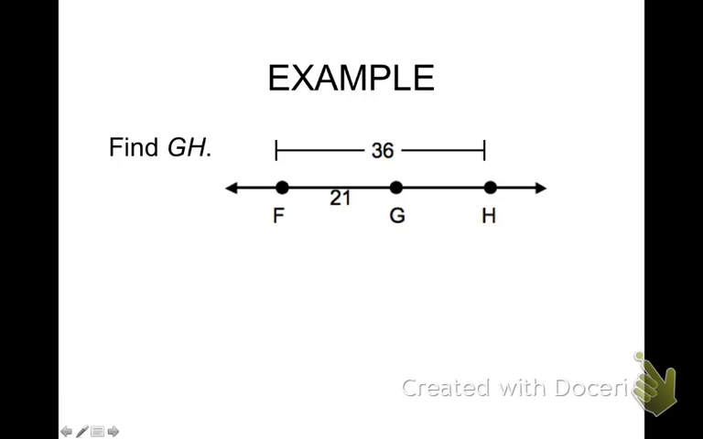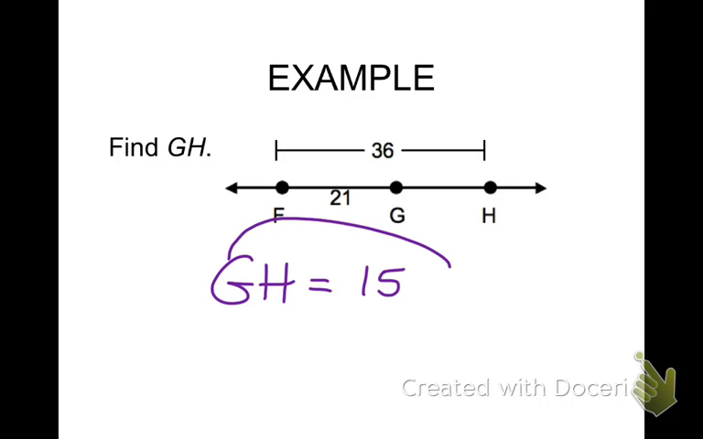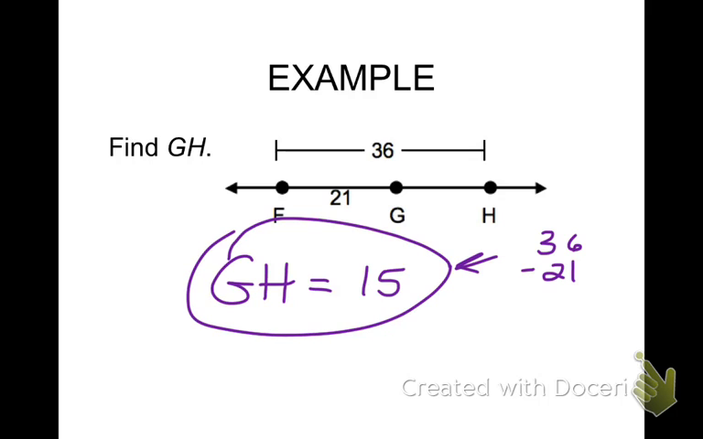If I had to do it backwards, here the whole is 36. This part is 21. How would I figure out the other part? Subtract them. So GH would be equal to, is that 15? How did we get that? We did 36 minus 21. We got 15. Okay? So problems 6 through 11 are problems like this example and the last one. Would you be able to do that on your homework? Yeah? Okay. All right. So we've got segment addition.